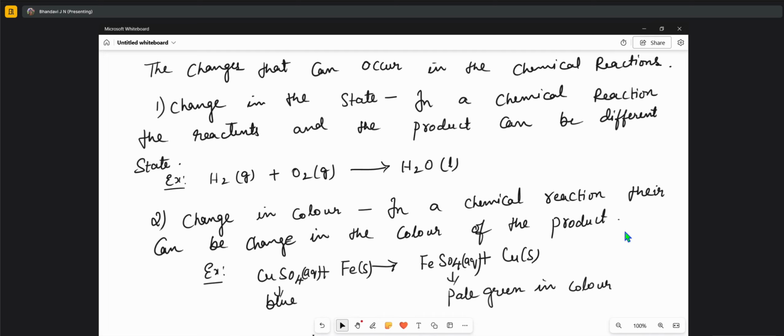What do you mean by aqueous solution? Copper sulfate crystals will be there, right? When dissolved in water, we call it an aqueous solution.